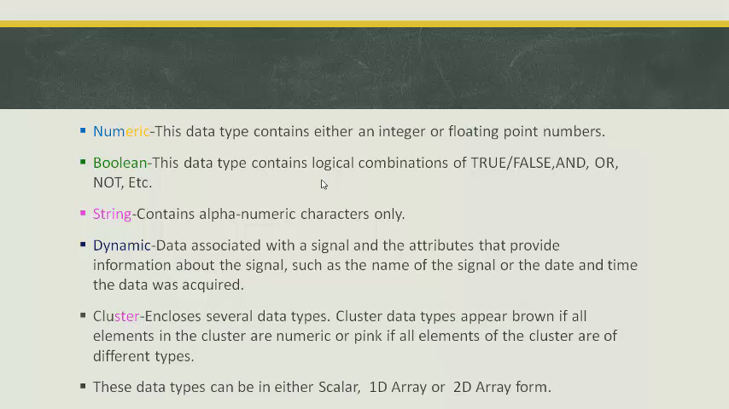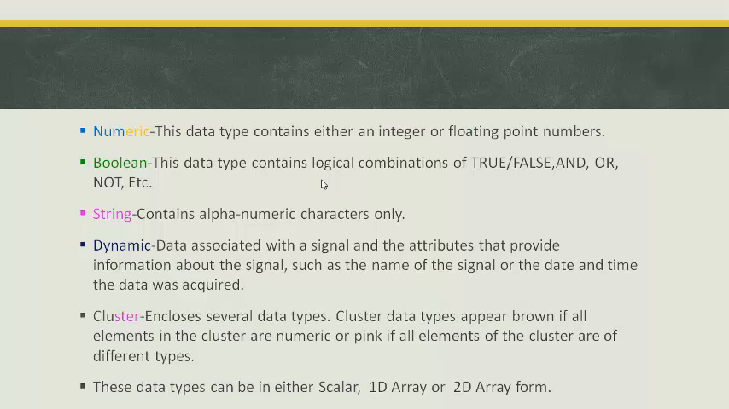Then coming to dynamic data type, this is nothing but data associated with a signal and attributes that provide information about the signal. So we will get information about the signal, such as the name of the signal and the date and time that it was acquired. A cluster is the opposite of arrays. Arrays, as we know, are of similar data types, but a cluster can be formed with several data types.